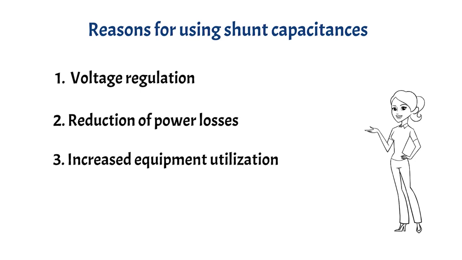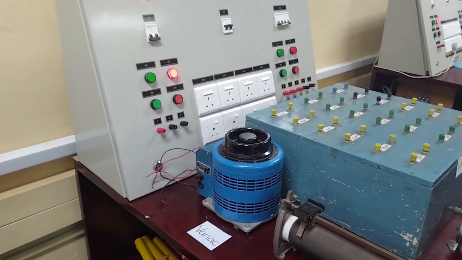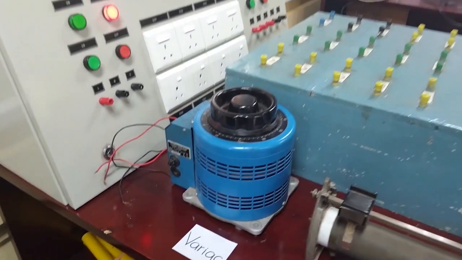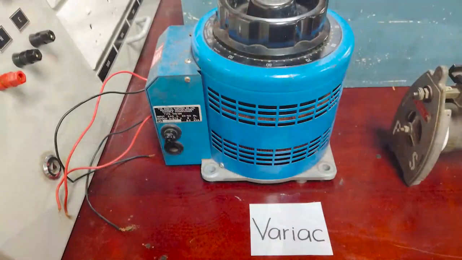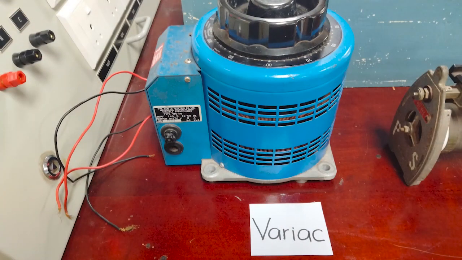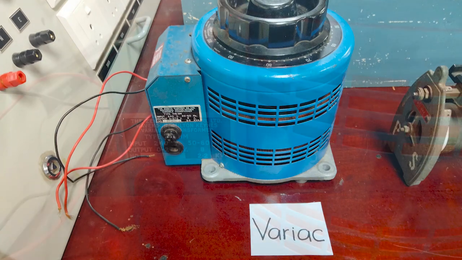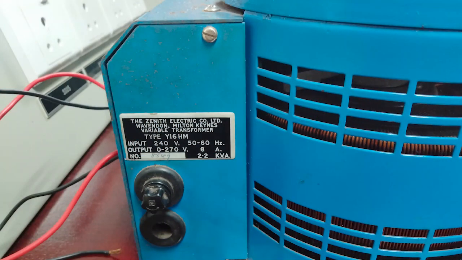That's all about the theory parts for this practical. Now, let's move on to the practical. First, let's have a look at our setup. I'm sure you all know what this is. Yes, it's a variac. This can give an alternating voltage supply of 0 to 270 volts.